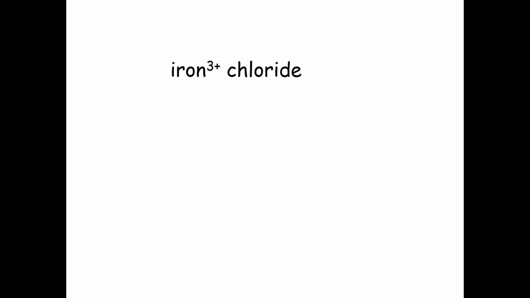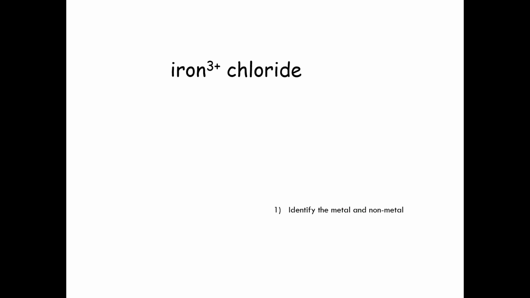Now here we have iron 3 chloride. It's going to be the exact same process, but you'll notice that you will get a different chemical formula because iron has a different charge. And so this, of course, emphasizes the importance of writing the charge within the name of the ionic compound.